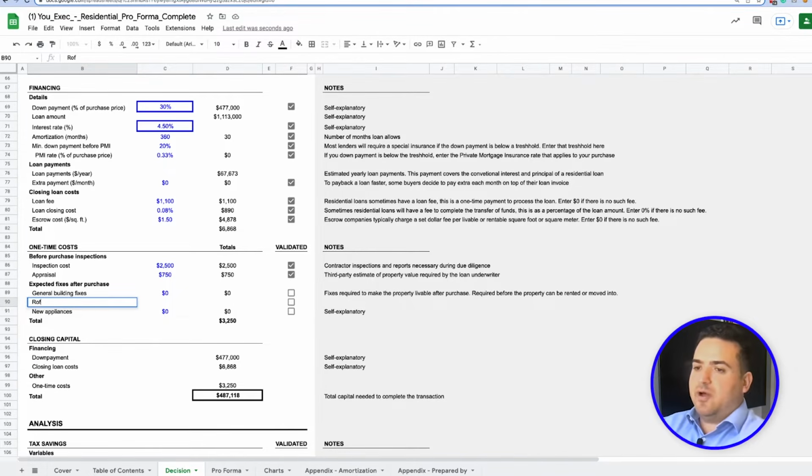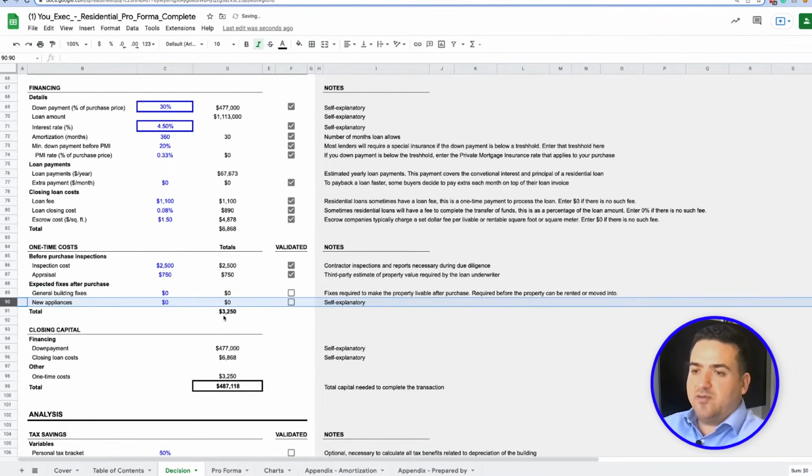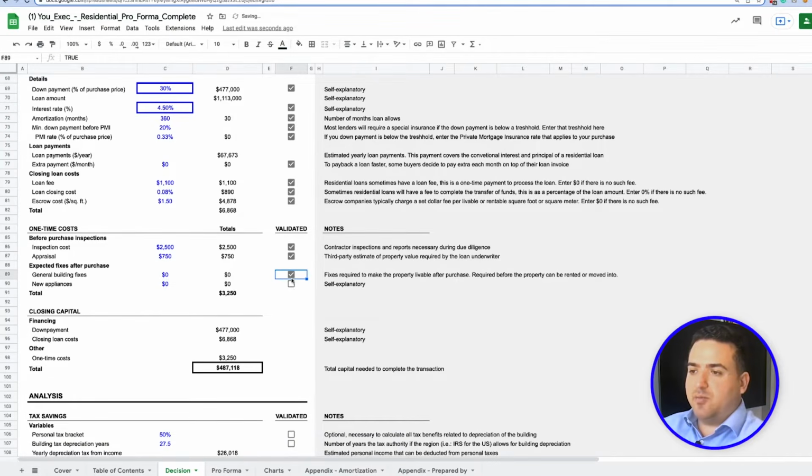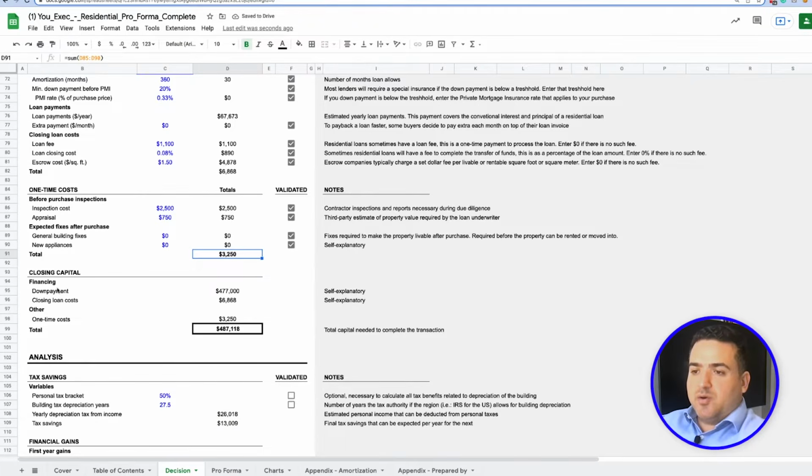For example, roof fixes, because let's say in this particular property, the roof is bad. The reason you want to add it above the last row is so that the sum formula continues to include that in your total. Otherwise, if you add it to the last row, the sum function won't include it.